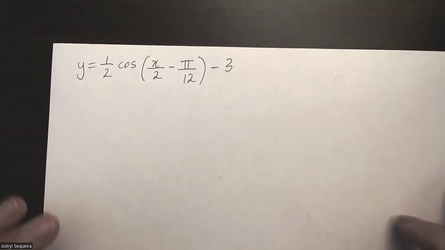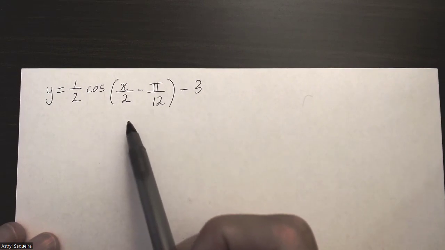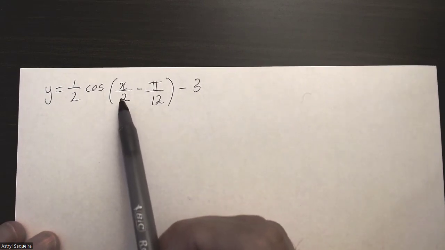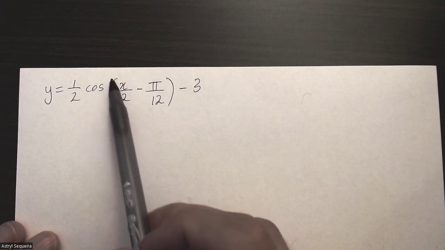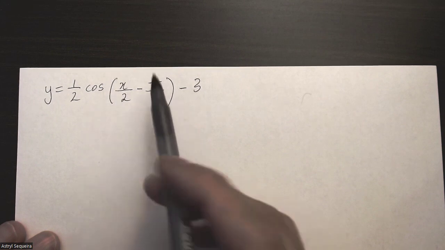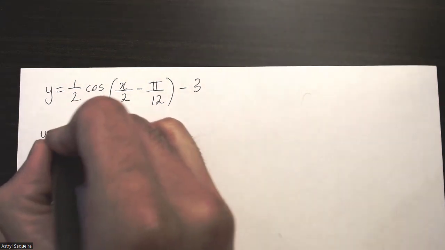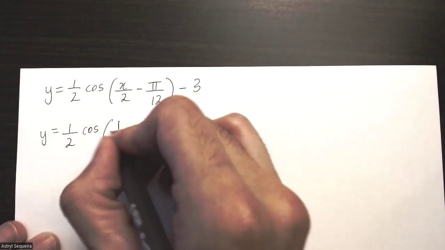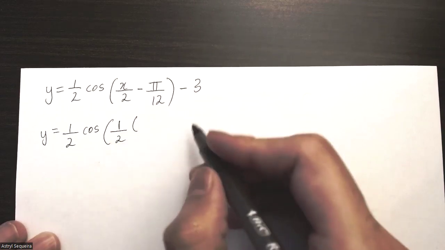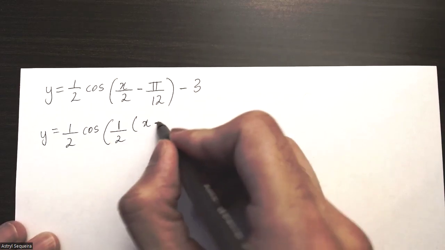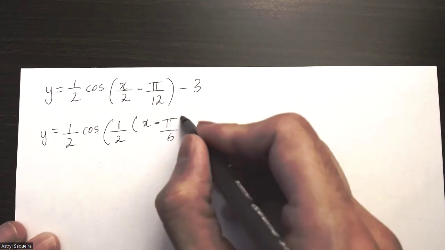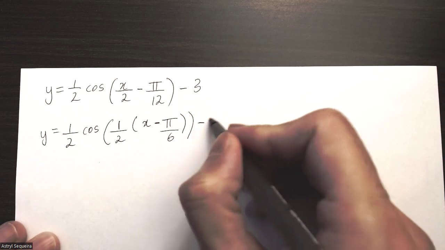Let's take a look at the second question, which is pretty similar to the first one. So in this one, we notice that we have, again, a k value of 1 over 2, and we have a d value. So first things first, we've got to factor that out. If I factor out 1 over 2, pi over 12 divided by 1 over 2 is just pi over 6.